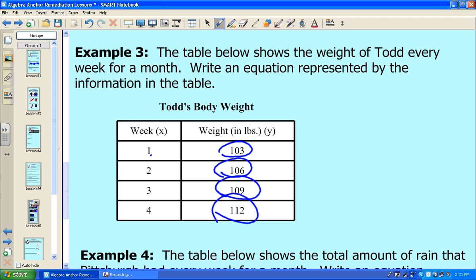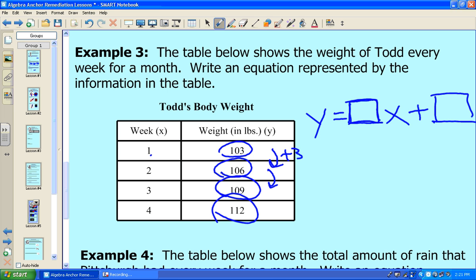So start again with your equation. y equals box x plus box. I need to figure out what goes in this first box. And once again, that's the rate that his weight is increasing by. Okay, you look at the pattern. Every week, his weight is increasing by 3 as he keeps eating more and more. So you put a 3 in front of the x, 3 times x.